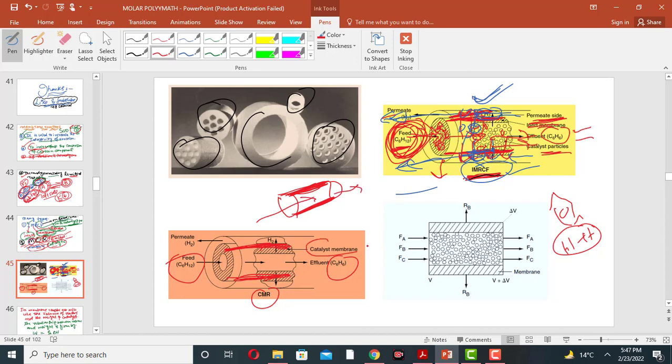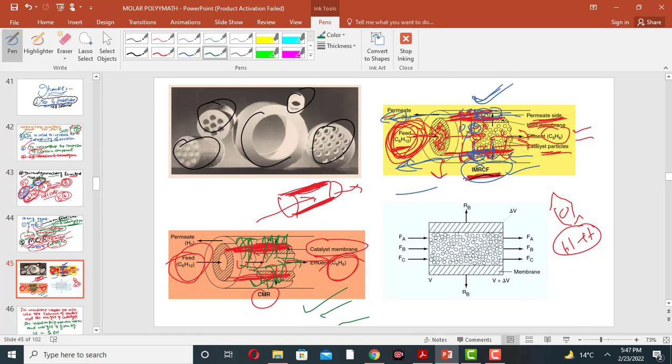So this is the catalytic membrane. This membrane acts as a catalyst. The feed will react with the membrane surface, and the product will form. Similarly, after the reaction, the hydrogen which is formed will pass through this membrane also. So this is the membrane catalytic reactor.